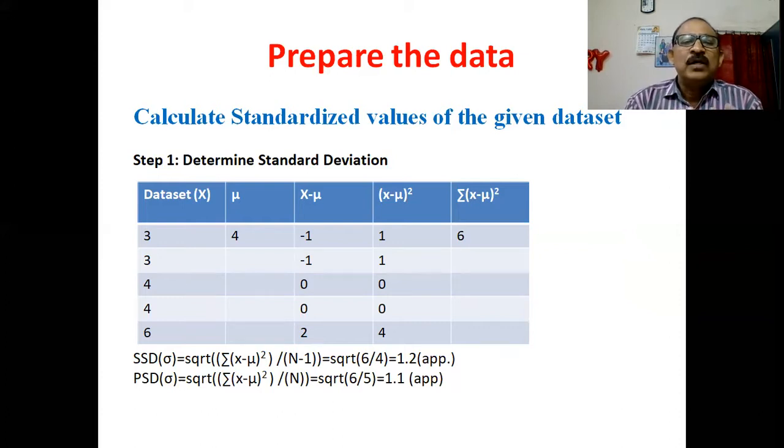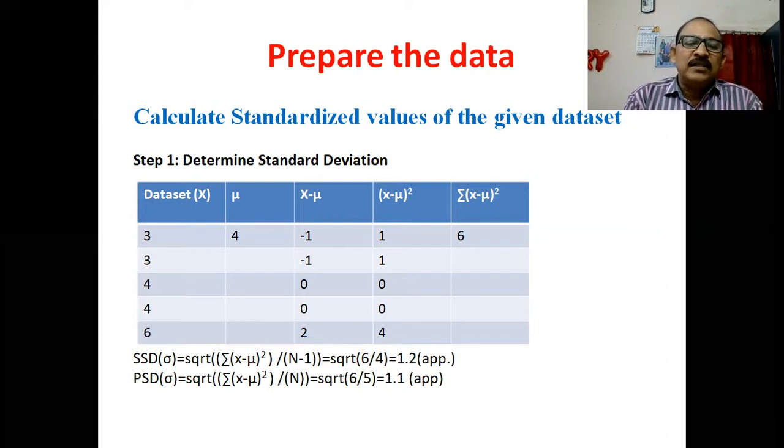Now the formula is standard deviation. There are two standard deviation formulas. One is the SSD, sample standard deviation, and the other is the population standard deviation, PSD. So you have to choose whether to compute the standard deviation by the SSD formula or the PSD formula. It depends on your data set: whether the data set is a sample of the entire data, or it is the entire data set, the population.